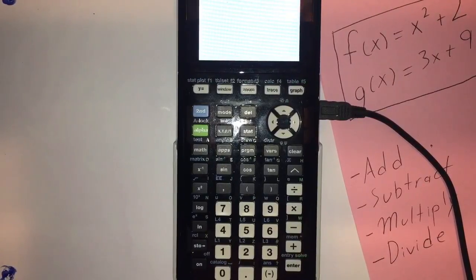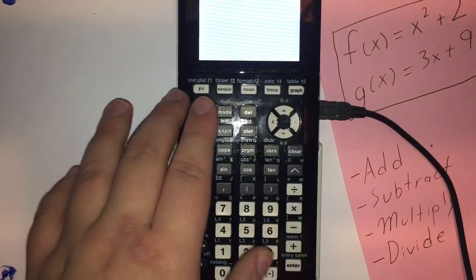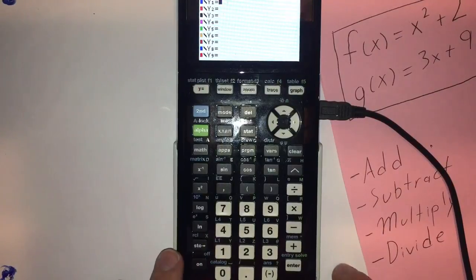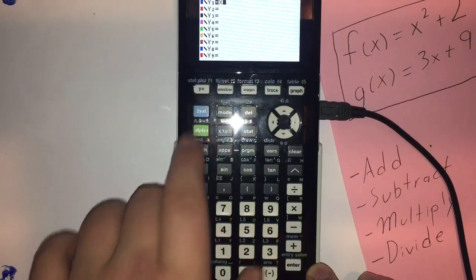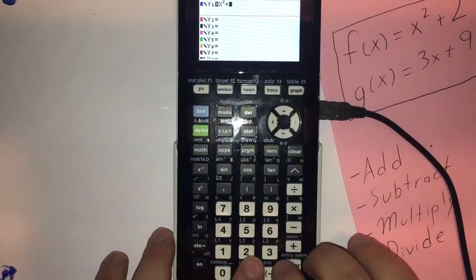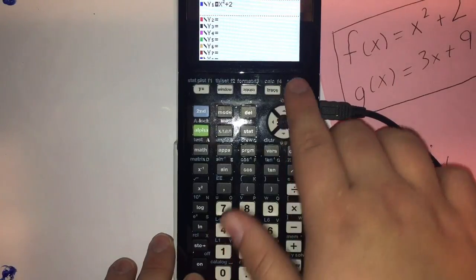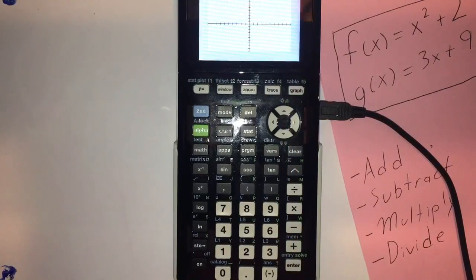Now, if you've forgotten how to type in limits on your calculator, we're going to do that together right now. We're going to go to y equals, and you're going to type in your functions. So x squared plus 2. You're going to graph it. And you can see it's a parabola.